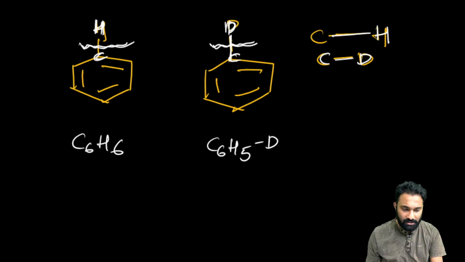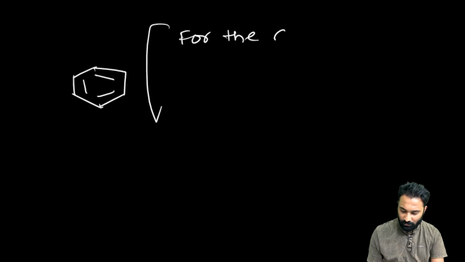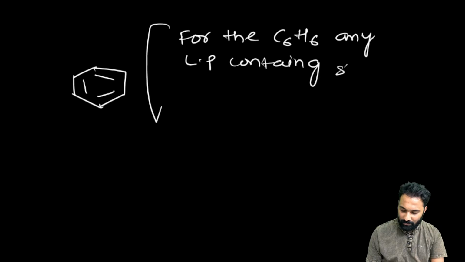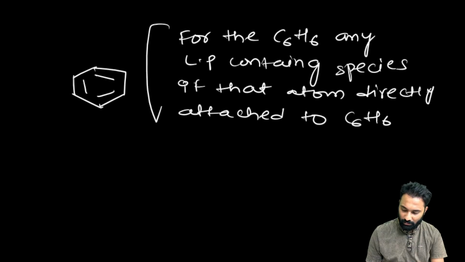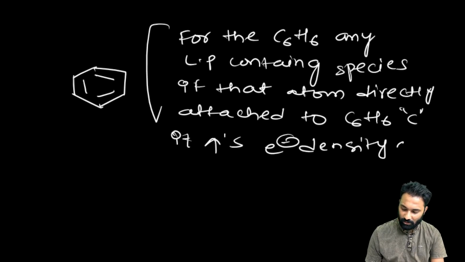Now next, another key concept you have to remember. This is a benzene, right? For the benzene, any lone pair containing species, if that atom is directly attached to the benzene carbon, it increases electron density on benzene. Clear? This is one very key point you have to remember.